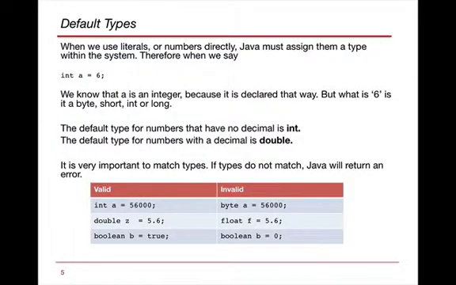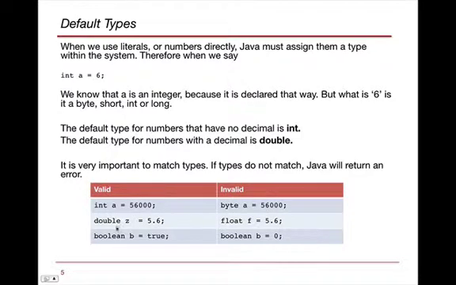As I mentioned before, when we use literals, the actual values such as 6 or 5.6, Java has some default types for that. The default type for numbers that have no decimal point is an int, the 32-bit version, and the default type for numbers with a decimal is a double, not a float. It is important to match types. Java will not automatically do what's called casting for you. Java will return an error if the types do not match. So down here we have int a equals 56,000, and what would be invalid would be byte a equals 56,000.